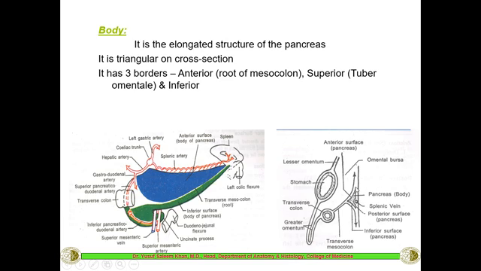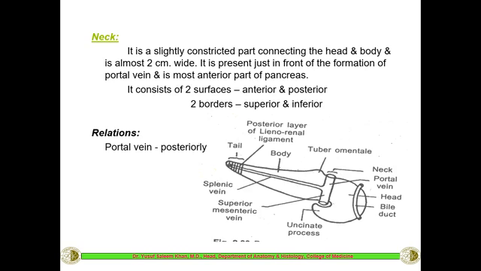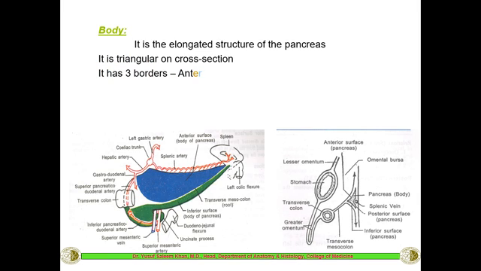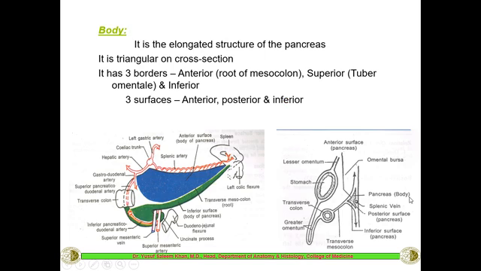Then we have the superior border. Here you can see the superior border, where especially the splenic artery is in relation to it. There is a slight elevation in the superior border, that is called the tuber omentale. You can see it in the picture as a slight elevation on the superior border. Then we have the third border, that is the inferior border, which is below.